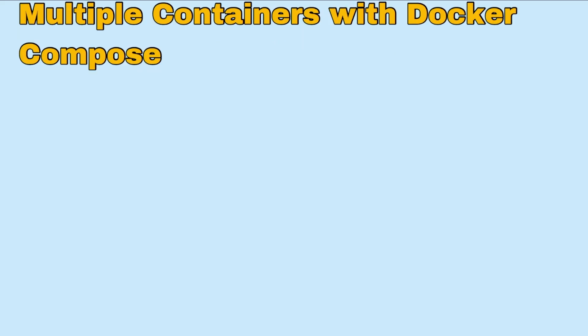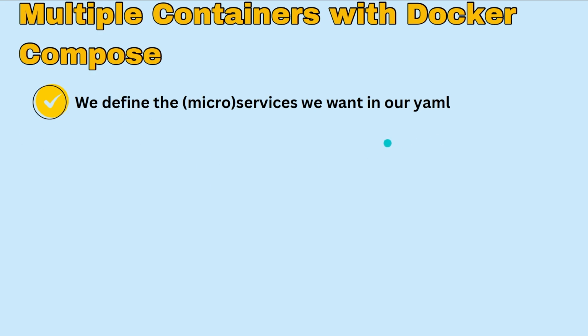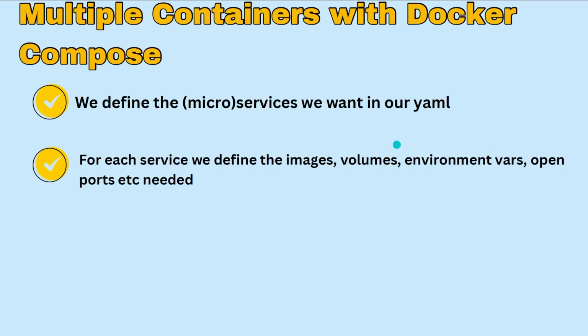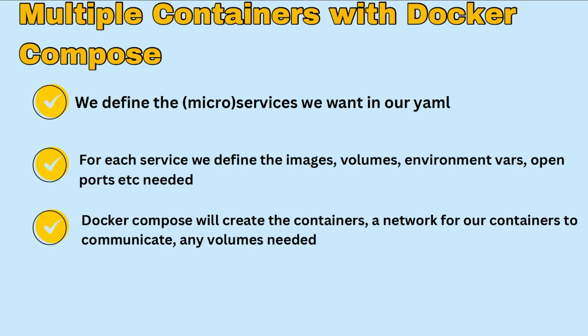So how do we set up Docker Compose to work with multiple containers? The first thing we'll need to do is define the services, or the microservices, that we want in our docker-compose.yaml file. For each service that we want Docker Compose to start, we will define the images, any volumes, environment variables, open ports, etc. that are needed for that service to work. Once we have defined everything, Docker Compose will create the containers, a network for our containers to communicate in, any volumes needed, and so on.